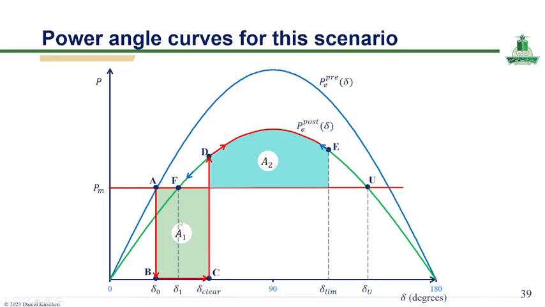After the fault is cleared, the electrical power increases again according to the post-fault curve, producing the decelerating area A2. For the system to remain stable, the decelerating area must be equal to or greater than the accelerating area. The figure also shows the limiting angle, delta limiting, and the unstable equilibrium point, delta U, which defines the stability boundary of the system.